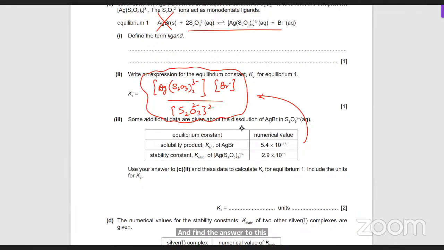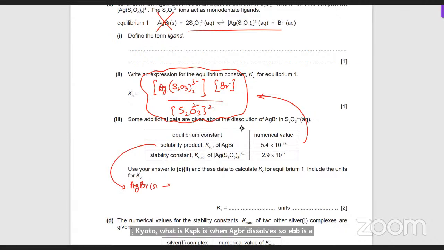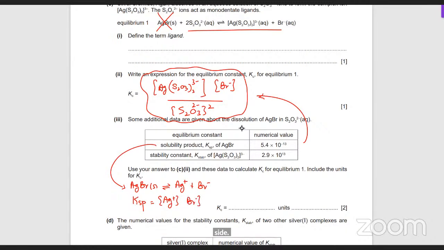So how would you do this? First thing, ये KSP का expression क्या होता है? What is KSP? KSP is when AgBr dissolves. So AgBr is a solid. It dissolves, so it forms Ag plus 1, Br minus 1 aqueous, right? So इसका KSP का expression होता क्या? It's silver ion concentration times Br minus 1 concentration, right? So we know the value of this thing.